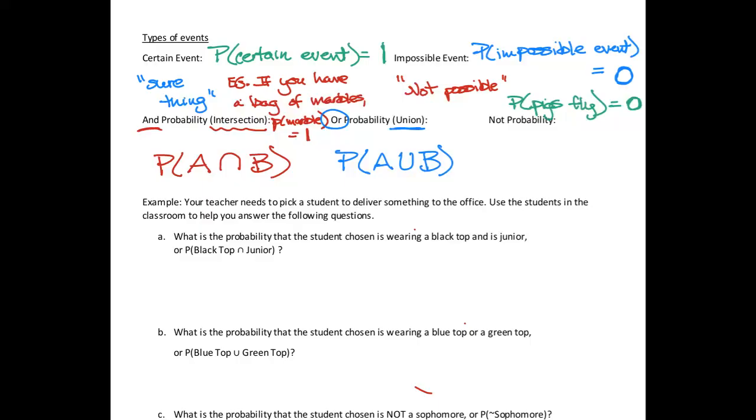Okay? Let's see. I need to come up with a good example. Let's say, no, I'm not going to do it. Wait. Let's do this last one. Not probability. That is the probability of not A. Not A.